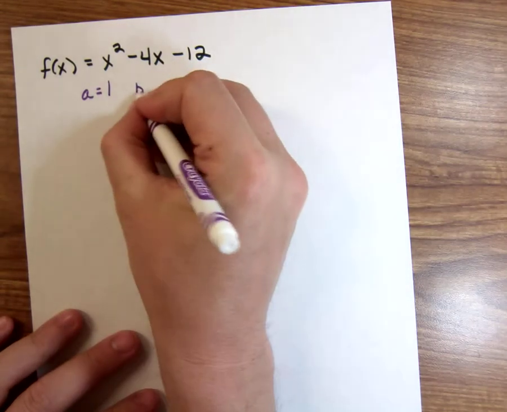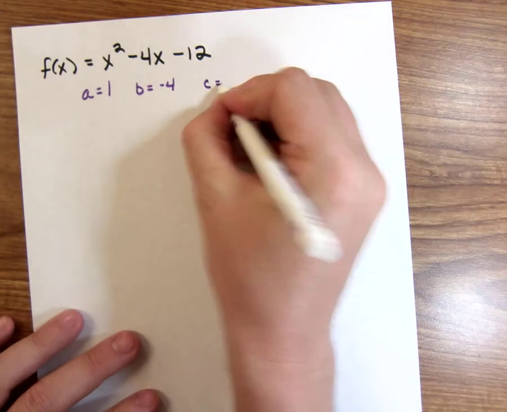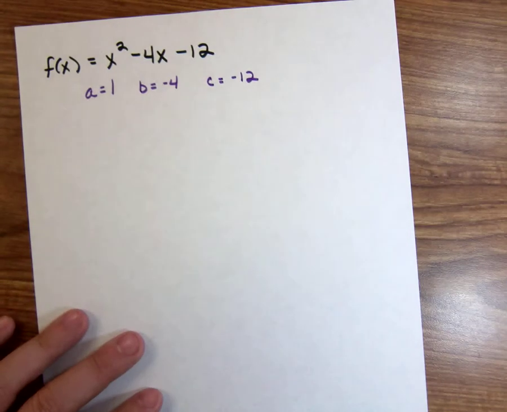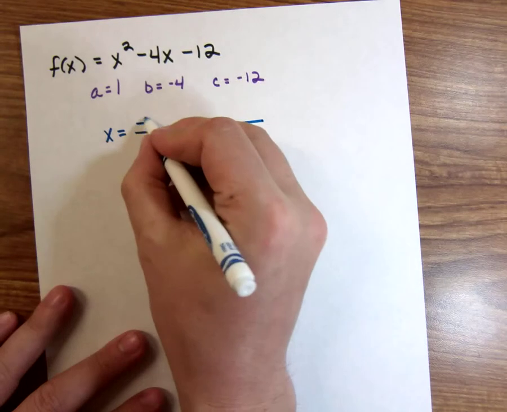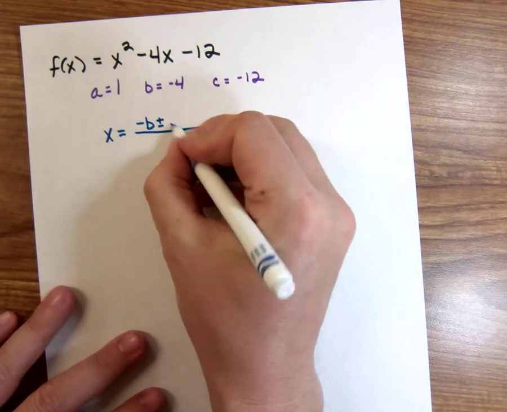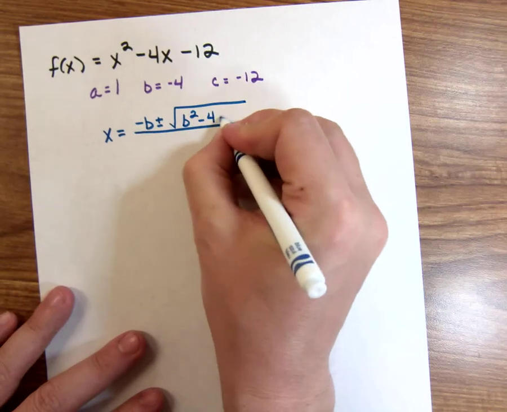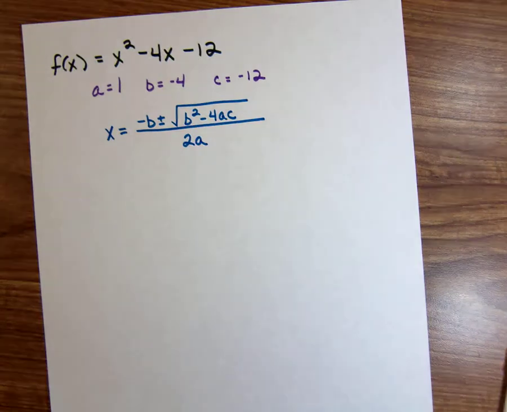And B? And C? So the quadratic formula is -b plus or minus the square root of b squared minus 4ac all over 2a. That was the quadratic formula, right?